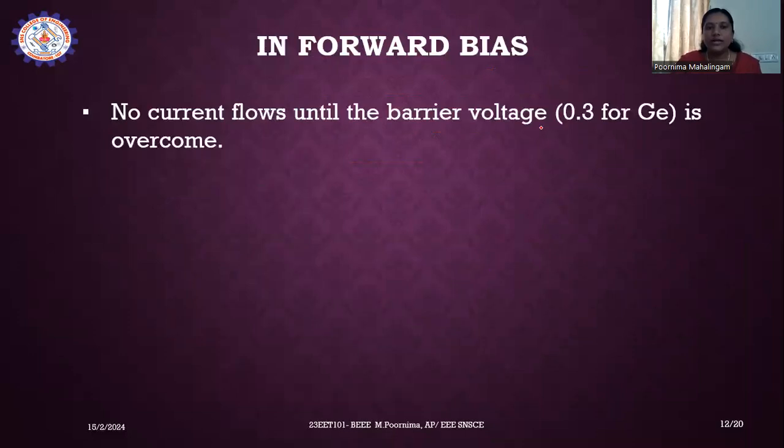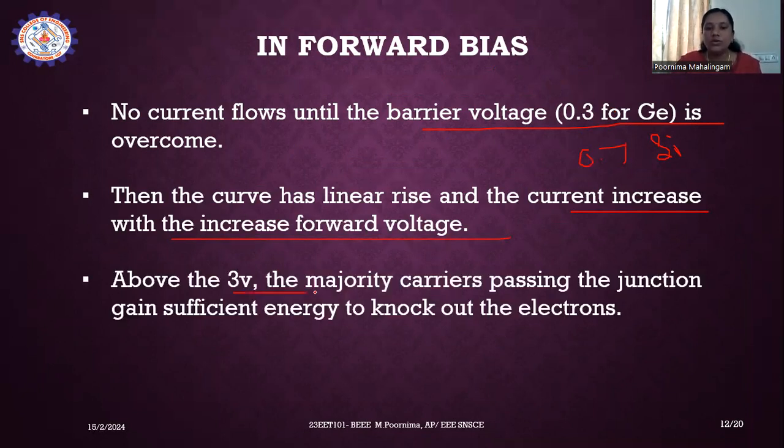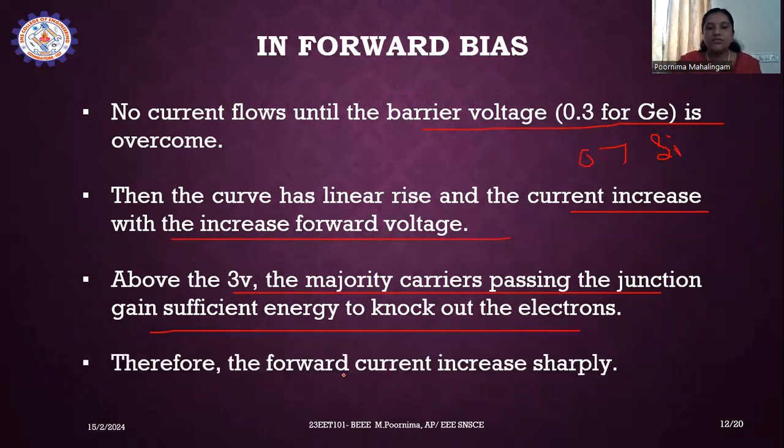No current flows until the potential barrier is overcome: 0.35 volt for germanium and 0.7 volt for silicon. Then the curve rises linearly as the current increases with the increase in the forward bias. Above the barrier voltage, the majority carriers pass through the PN junction with sufficient energy, and therefore the forward current increases sharply. This is what happens in the forward bias.